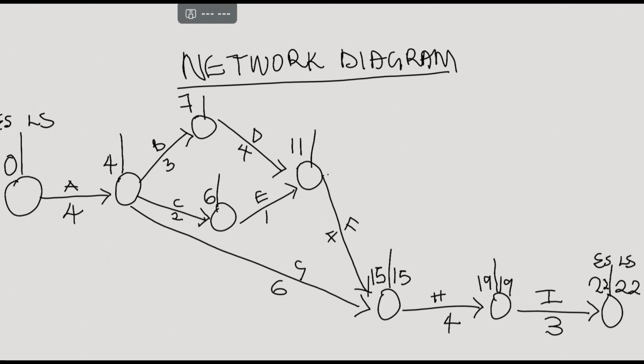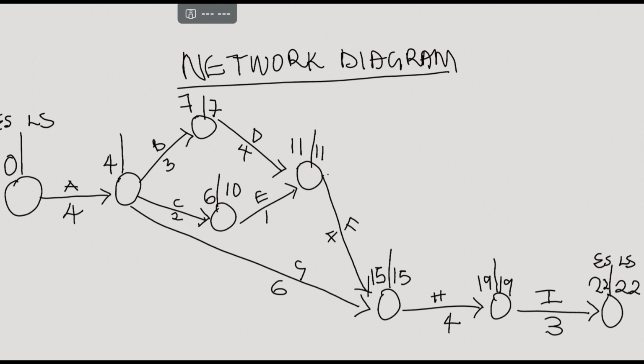4 minus 15 is 11. Then you now have 11 minus 1, this is 10. 11 minus 4 is 7. Then 10 minus 2 is 8, but 7 minus 3 is 4.